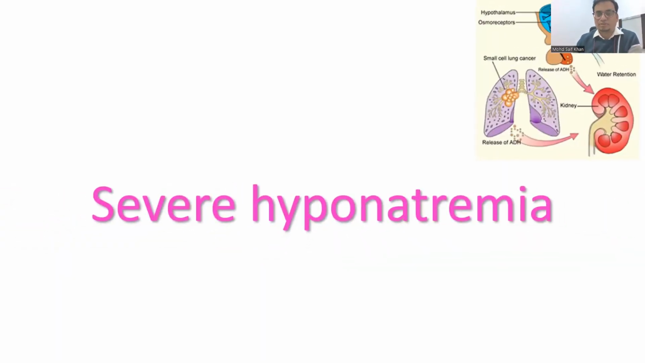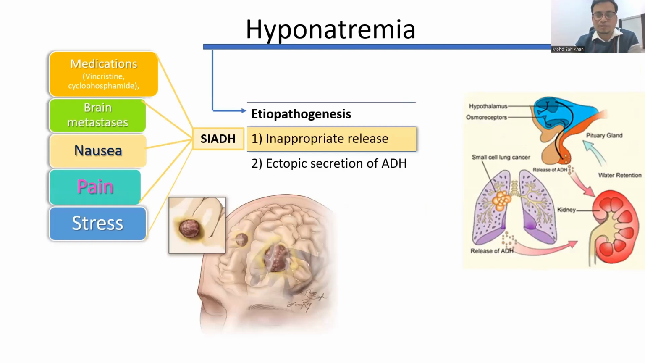This is the last complication which we are going to discuss in the disease related emergencies, and that is severe hyponatremia, which can occur in 50% of hospitalized patients with cancer. The primary cause of severe hyponatremia in such cases would be SIADH, that is syndrome of inappropriate release of ADH, antidiuretic hormone. In the majority of hyponatremic cases, ADH may be secreted inappropriately in response to many stimuli such as chemotherapeutic agents, brain metastasis, and even stress and pain, all can lead to SIADH.